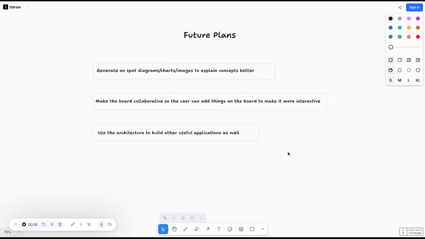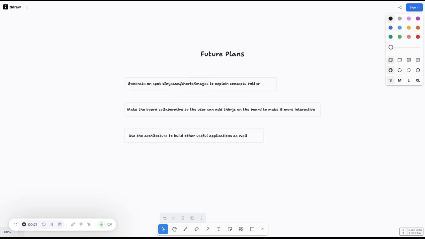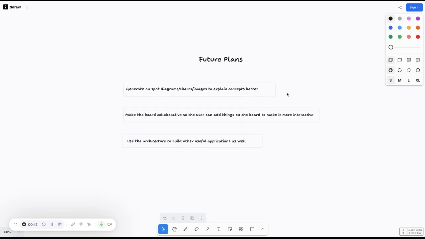Another one is, we realized this architecture, a voice LLM controlling a 2D canvas, can have some other applications as well. For example, you can create a thought organizer application where you can just talk to the agent and tell it everything you are thinking, and it will create beautiful 2D mind maps, etc. So yeah, we are looking forward to it.